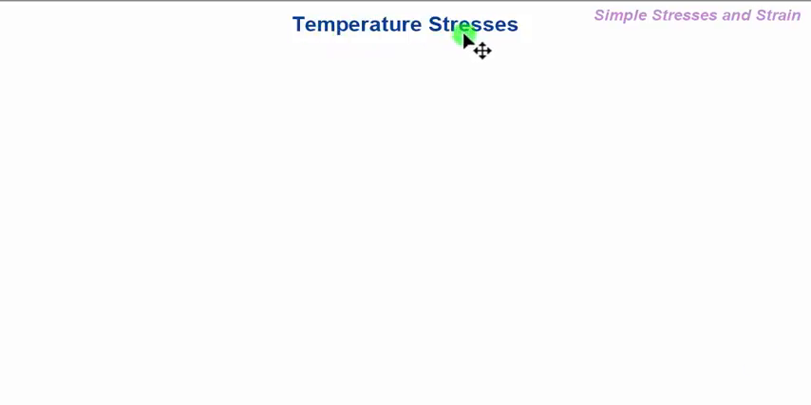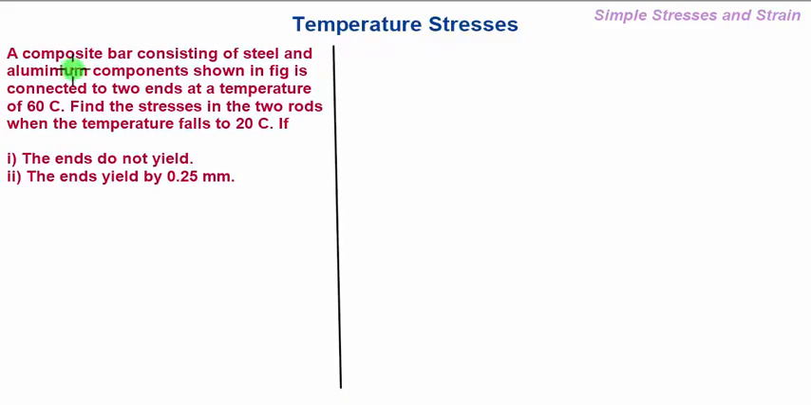We take a problem on temperature stresses. The problem statement is: a composite bar consisting of steel and aluminum components, as shown in a figure, is connected to two ends at a temperature of 60 degrees centigrade. Find the stresses in the two rods when the temperature falls to 20 degrees centigrade. Again it is for two cases: if the ends do not yield, and if the ends yield by 0.25 mm.